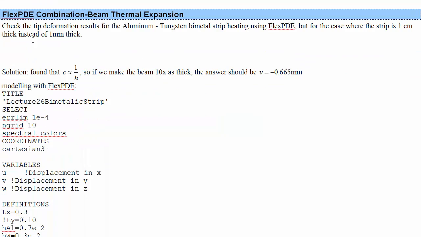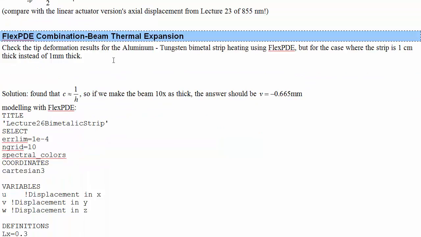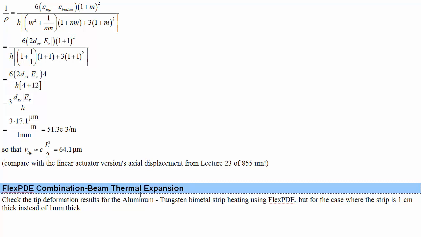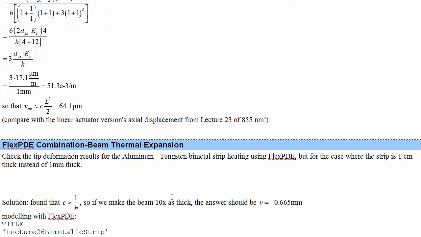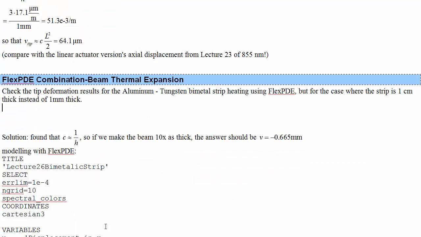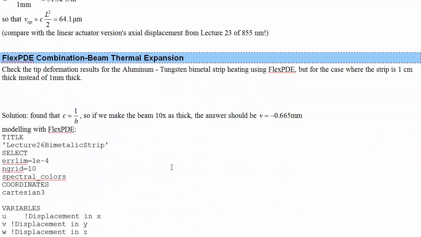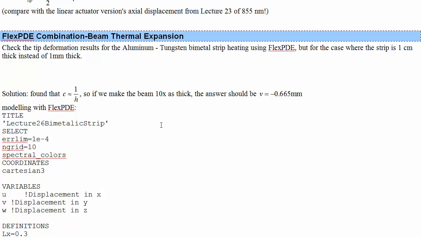Finally, let's do the FlexPDE example. So FlexPDE we can use to solve these problems if we set up different layers in FlexPDE, and that's kind of a complicated thing to do. So I'll give you a complete worked example. This is the aluminum tungsten bimetal strip, and we're solving it in FlexPDE. You've done a little bit of this in the tutorial, and you'll do a little bit more this week.